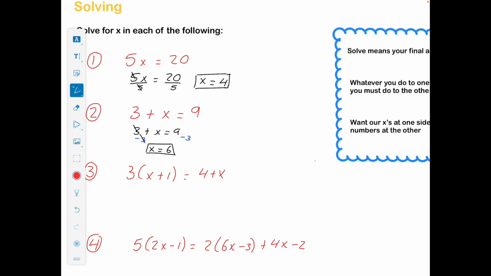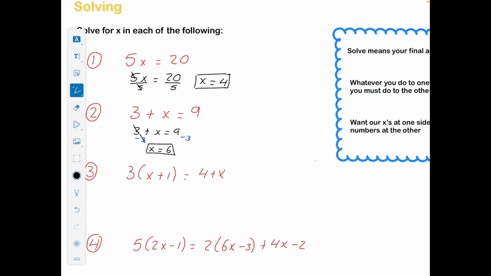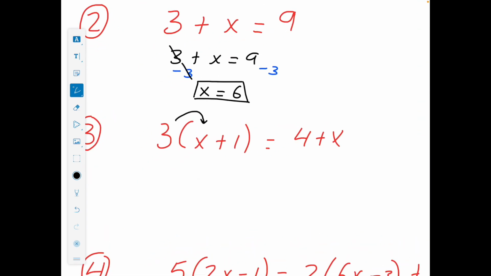So they were both fairly straightforward. We'll look at a few more tricky examples here. Sorry, that should have been an x. So we have 3 multiplied by x plus 1 is equal to 4 plus x. First thing when we see this, we're going to multiply out the bracket. So 3 multiplied by x, that'll be 3x. 3 multiplied by 1, that'll be plus 3, is equal to 4 plus x.